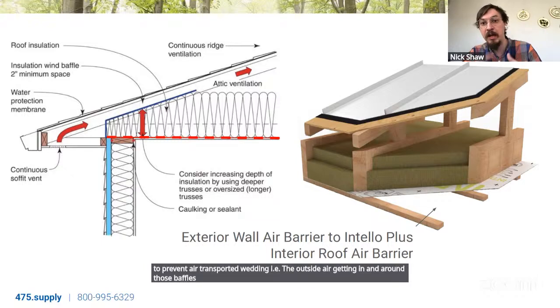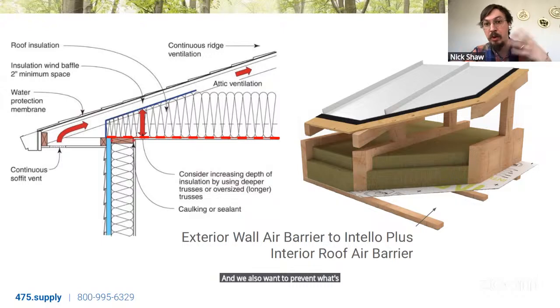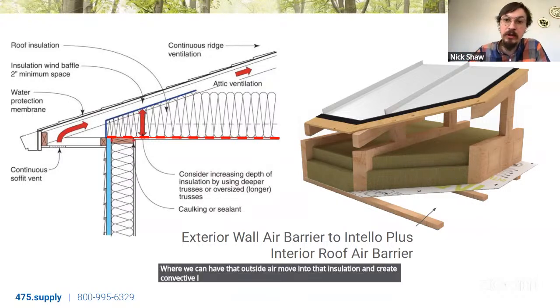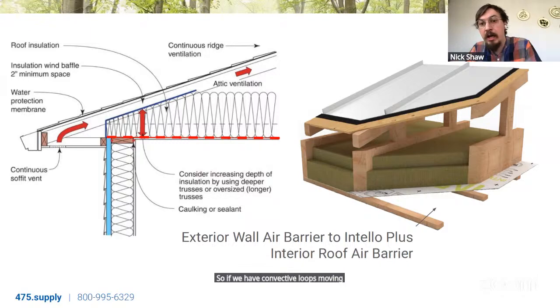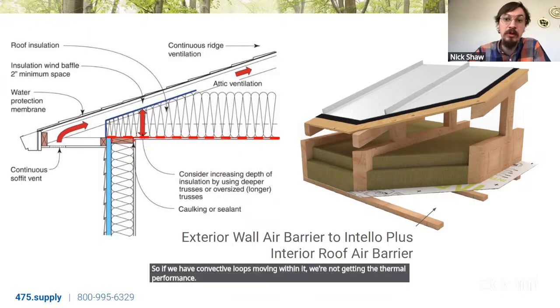insulation and framing. And we also want to prevent what's called wind washing or thermal bypass, where we can have that outside air move into that insulation and create convective loops that can greatly reduce our R value. Insulation is just trapped air, but that trapped air needs to be still to be insulative. So if we have convective loops moving within it, we're not getting the thermal performance. We're reducing that R value.